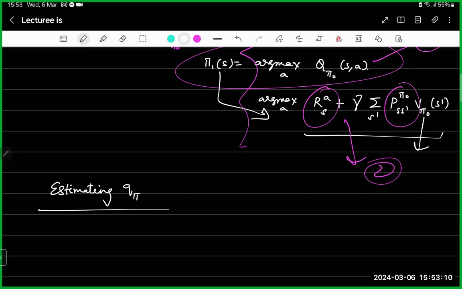So I've been using small q and capital Q interchangeably. Don't get confused, both are the same. I have not been consistent with the notation for the Q value. Small q and capital Q both mean the same for us. Okay. Estimating q pi in the model free setting, that's what we look at now.